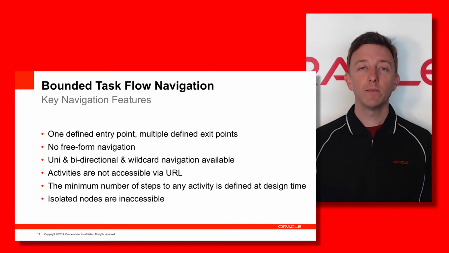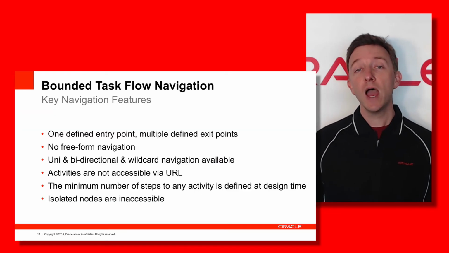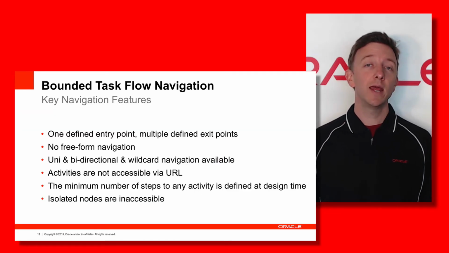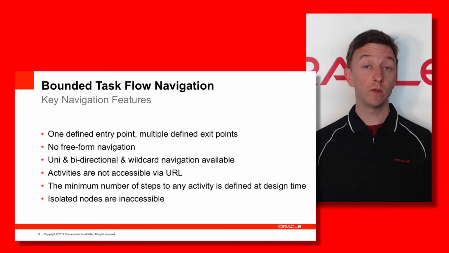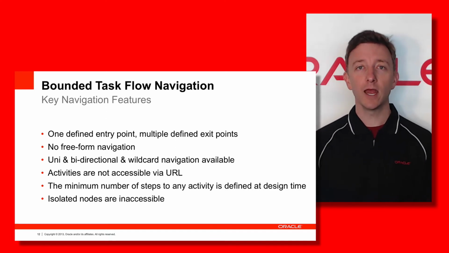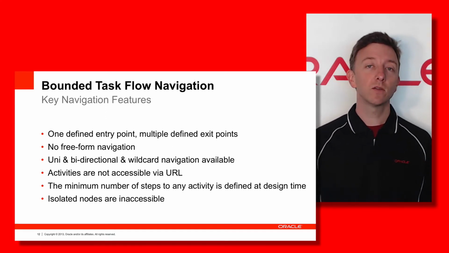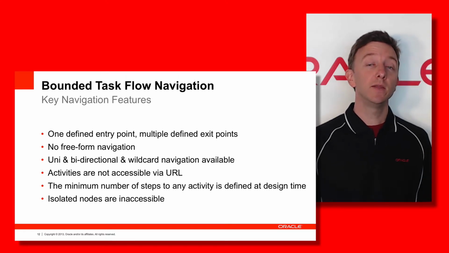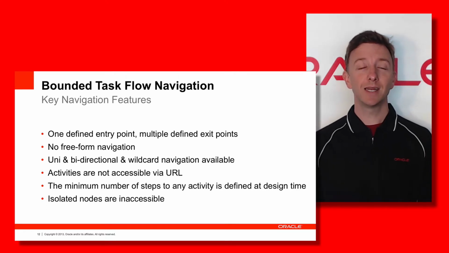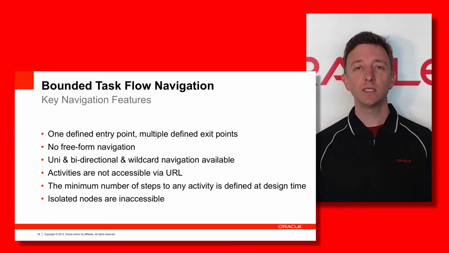Finally, unlike the unbounded task flow, if you have an isolated activity that has no control flow cases or wildcard navigation rules to navigate to it, that activity is completely isolated and redundant. In context of the unbounded task flow, or UTF, we can give a user a URL to any isolated activity, and they can use it. But in context of a bounded task flow, there's not much point to having any isolated activities in your overall BTFs.